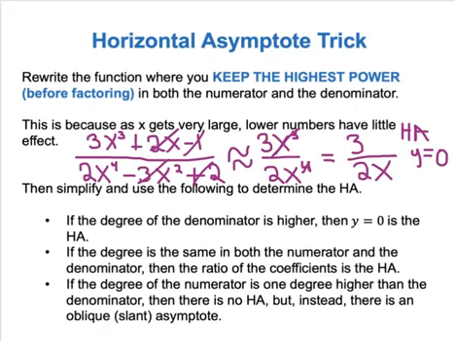The other two scenarios are, the second one is if the degree is the same in both the numerator and denominator, then the ratio of the coefficients is the horizontal asymptote. And the third scenario is that if the degree of the numerator is 1 degree higher than the degree of the denominator, then there is no horizontal asymptote, but instead there is an oblique or slant asymptote.